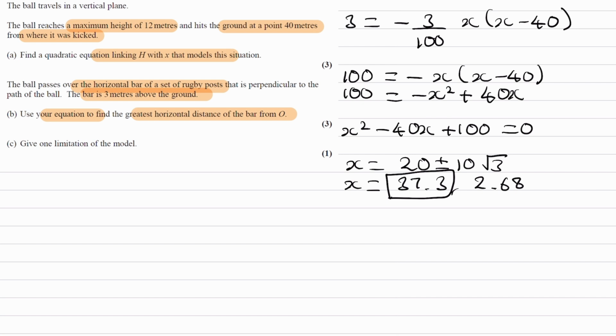And then for part C, given limitation of the model, well, we haven't considered the dimensions of the rugby ball. That's all we can say for part C. We haven't taken into consideration the dimensions of the rugby ball.